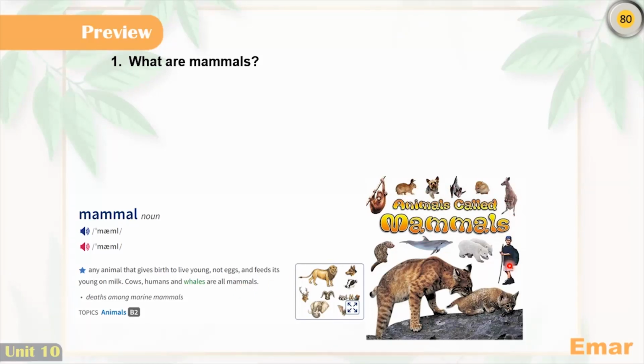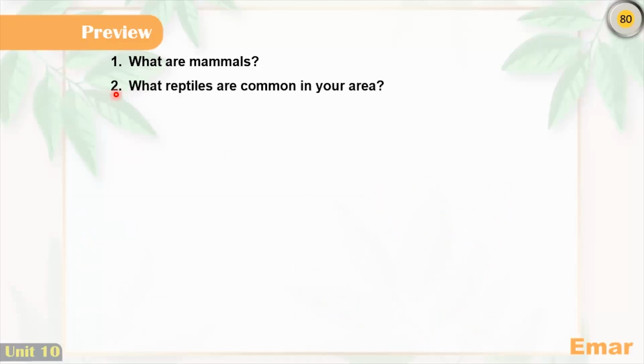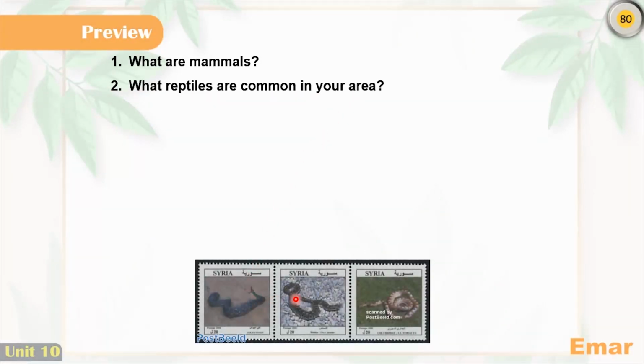Question number 2. What reptiles are common in your area? In Syria, we have many reptiles, including snakes, frogs, crocodiles. We don't have crocodiles. We do have scorpions.